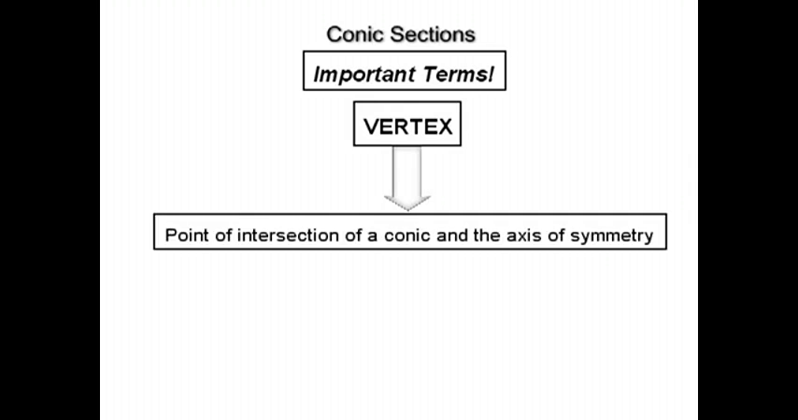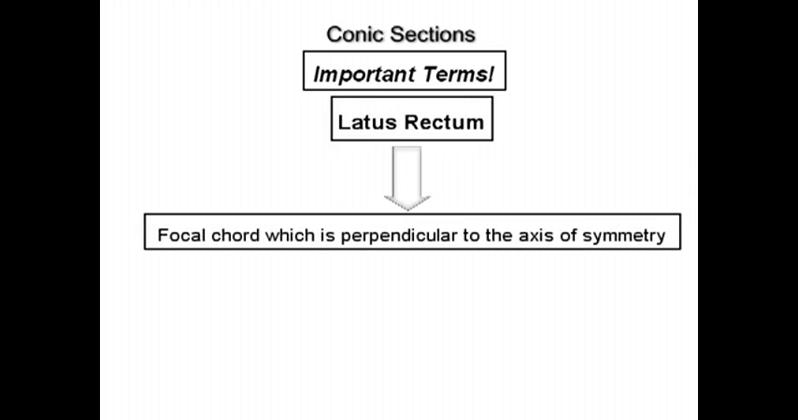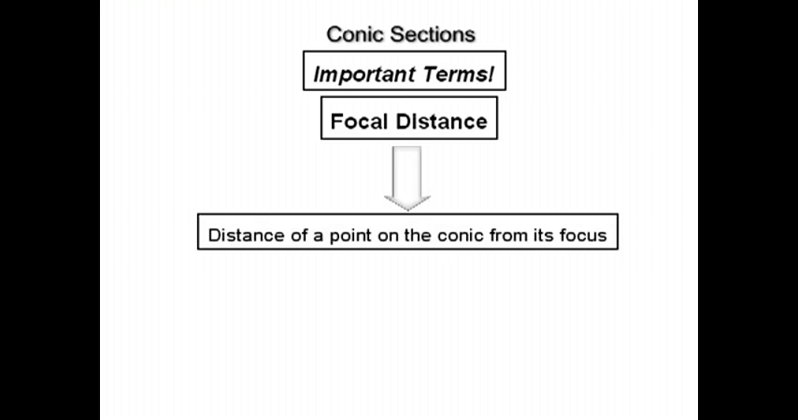Number 2, vertex. The point of intersection of a conic and the axis of symmetry is called the vertex of a conic. Number 3, latus rectum. A focal chord which is perpendicular to the axis of symmetry is called the latus rectum of a conic. Number 4, focal distance. The distance of a point on a conic from its focus is called the focal distance.